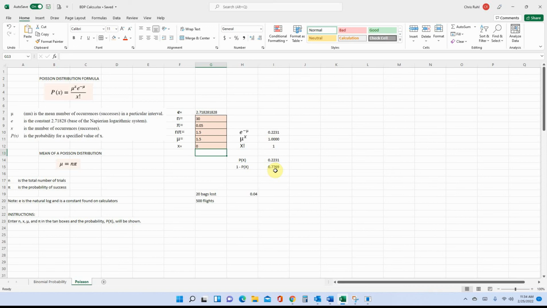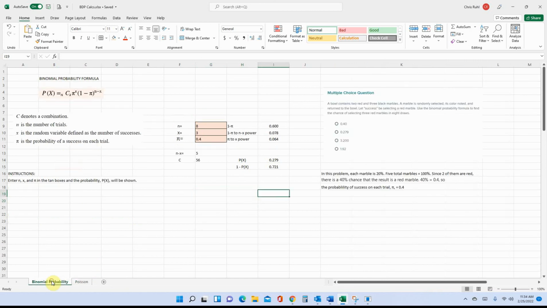Or at least, let's see. Yeah, this is the probability of no storm, 0 storms hitting the island. 1 minus that would be the probability of a storm hitting the island. All right, so that's using this method.